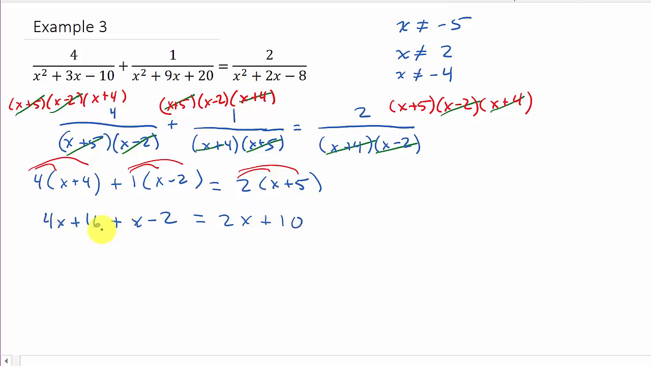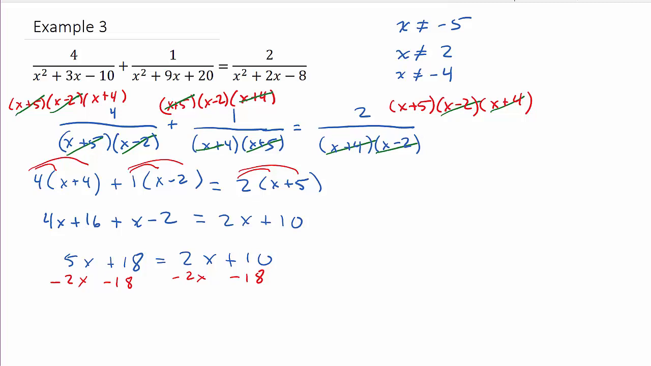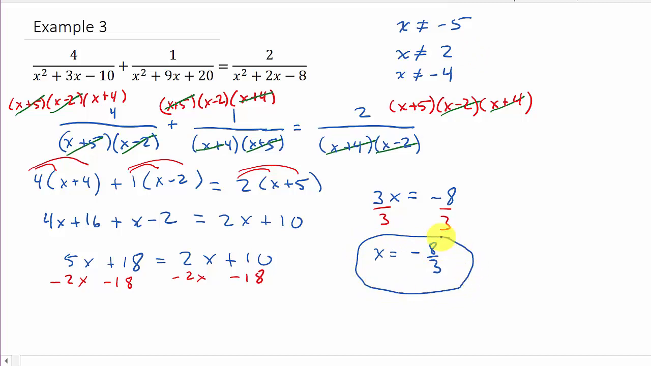And now we solve. So 4x plus x, that's 5x plus 18 equals 2x plus 10. And then we subtract 2x, and we can subtract 18 from both sides also. And so that's going to leave me with 3x equals negative 8. Divide both sides by 3. I get x equals negative 8/3. The negative 8/3 is not one of my restrictions, and so that would be my solution.